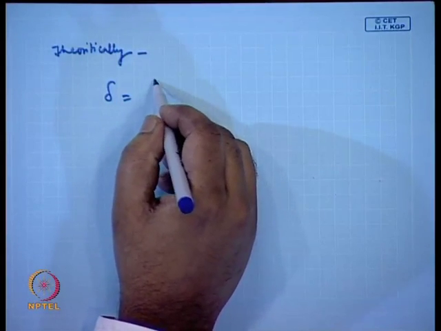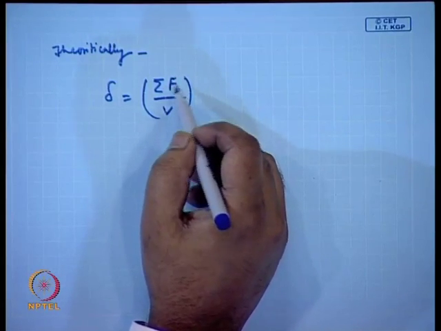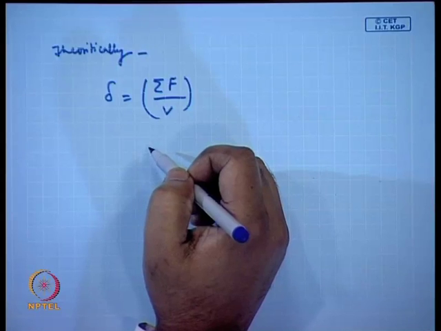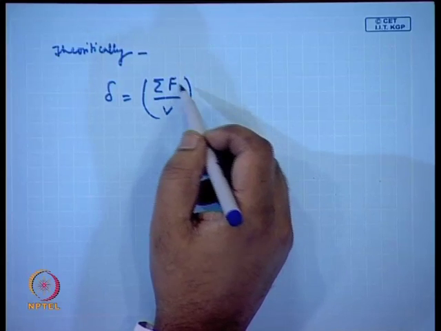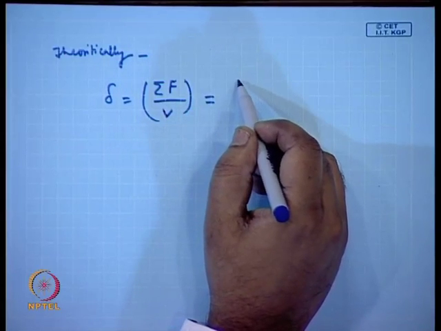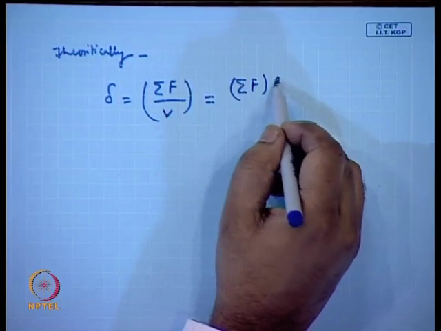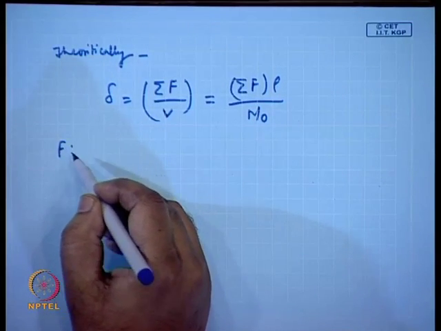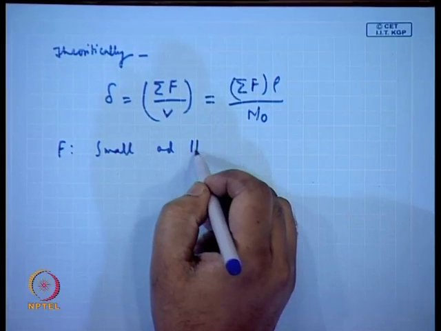Delta is given by this, where F is the contribution from, or the value for, different groups. So, if you can dissect the polymer into different parts, then these values for F are available in literature. You can add those, and this is the molar volume. You can also write this in terms of density and molecular weight. Now, the value of F is given by Small and Hoy.